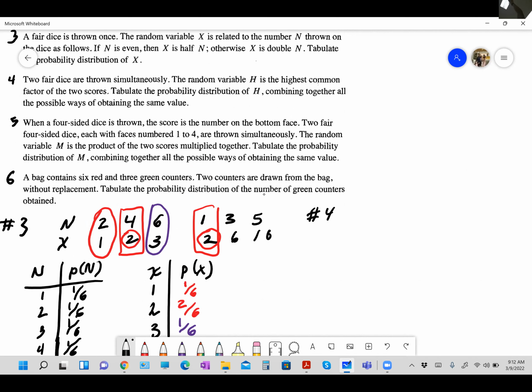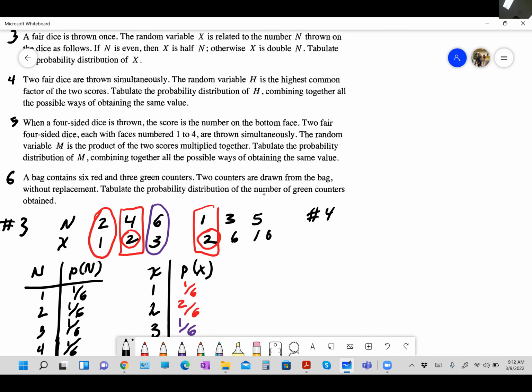All right. Two fair dice are thrown simultaneously. The random variable H is the highest common factor of the two scores. Tabulate the probability distribution of H, combining together all the possible ways of obtaining the same value.